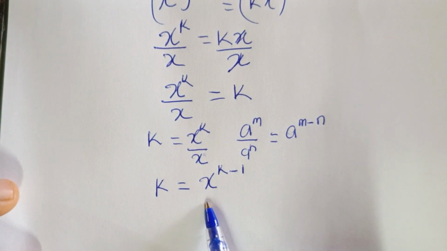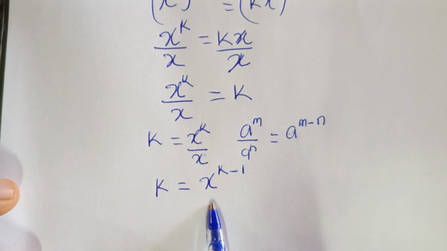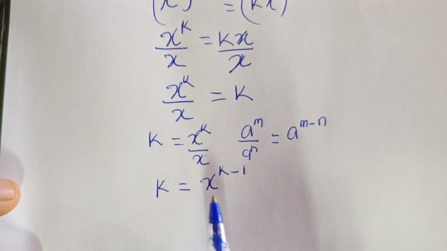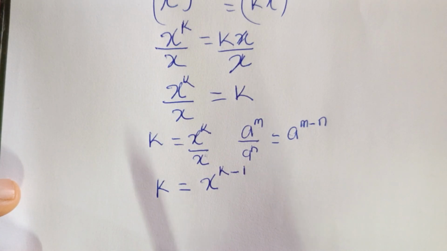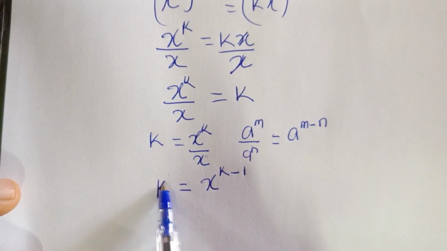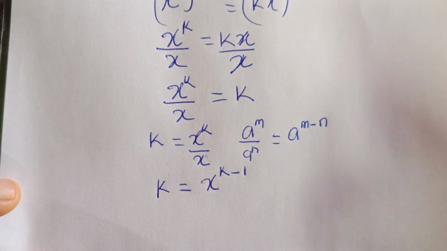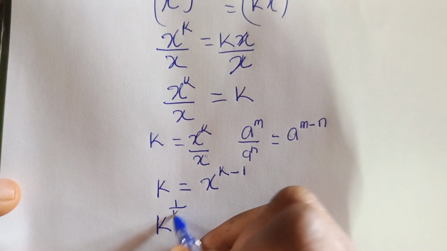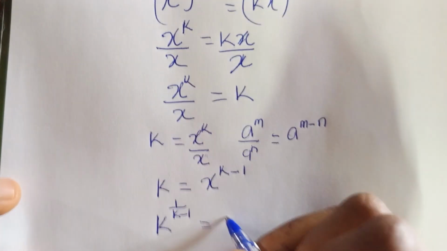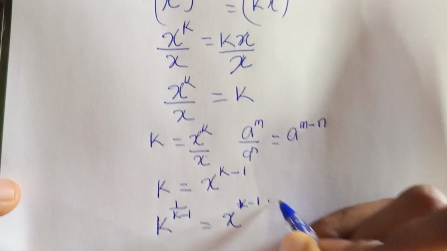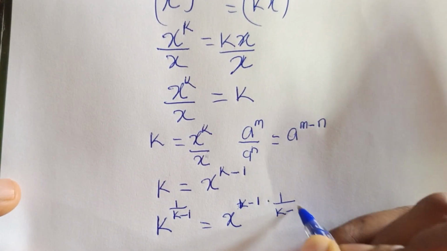We are trying to make x the subject of the formula here. So we are trying to eliminate everything to allow us to have x, make x the subject of the formula. So the next thing we are going to do, we multiply the exponents of both sides of this equation by 1 all over k minus 1. So k raised to power 1 all over k minus 1 equals x raised to power k minus 1 times 1 all over k minus 1.